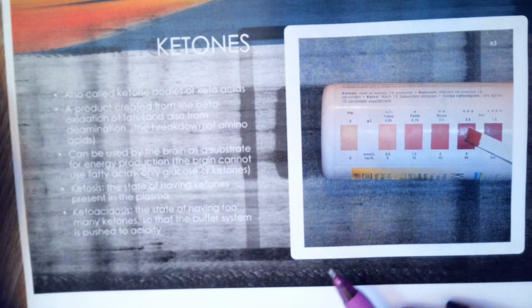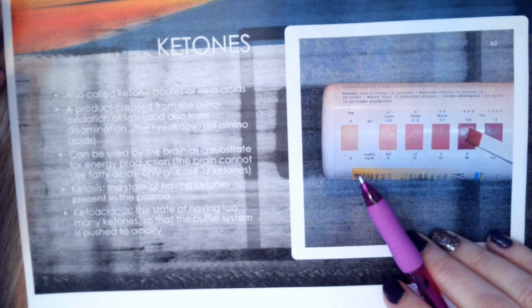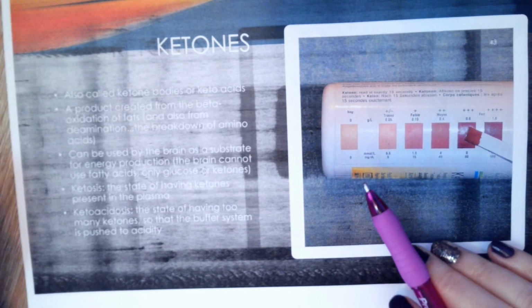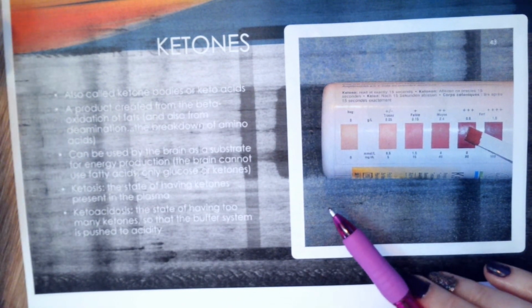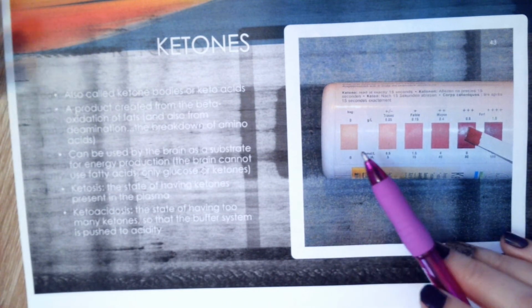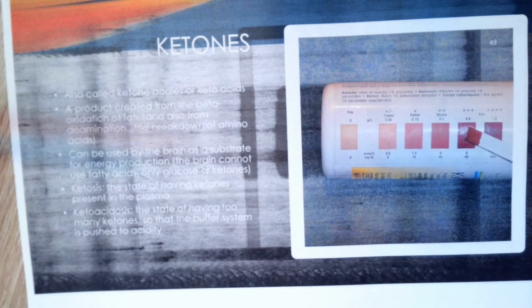Right, let's start with our ketone body video. Ketone bodies, or keto acids, or you could just call them ketones, all mean the same thing. They come out of the beta oxidation of lipids, and also from breaking down amino acids, deamination. When you deaminate an amino acid, you take away the amino group, and you're left with a stray amino group and a ketone, or a keto body, or a keto acid.